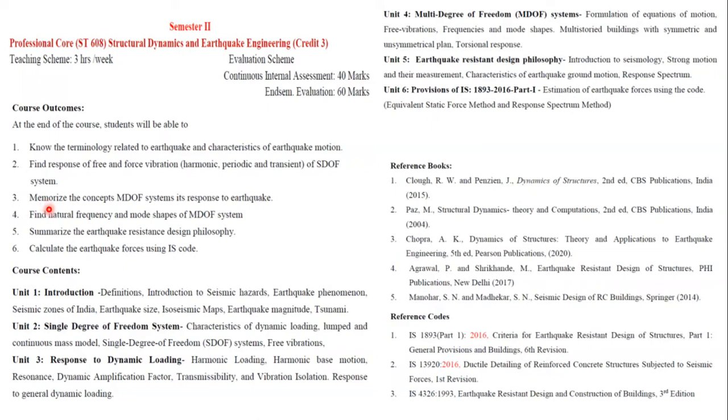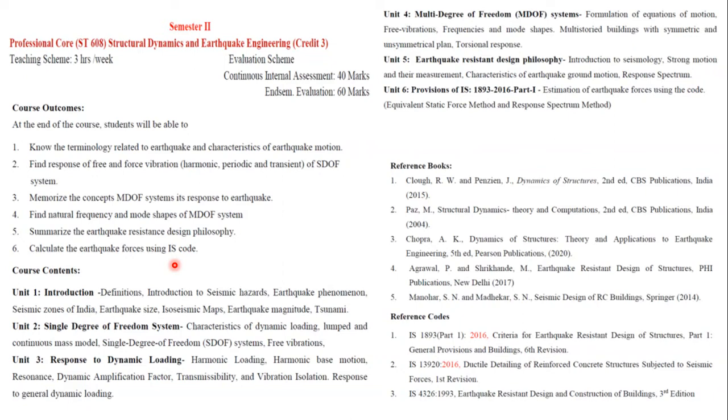Students will be able to memorize the concepts of multi degree of freedom systems, MDOF, and its response to the earthquake. Then students will be able to find natural frequency and mode shapes of multi degree of freedom systems. The fifth outcome is that students will be able to summarize the earthquake resistance design philosophy. And the sixth outcome is that students will be able to calculate the earthquake forces using the Indian Standard Code. Of course, we will be using Indian Standard 1893-2016 Part 1 to evaluate the earthquake forces.